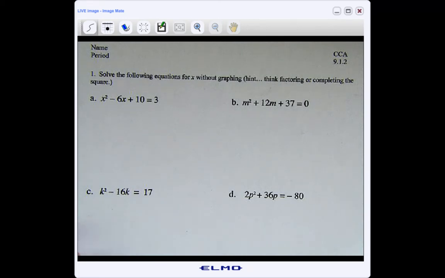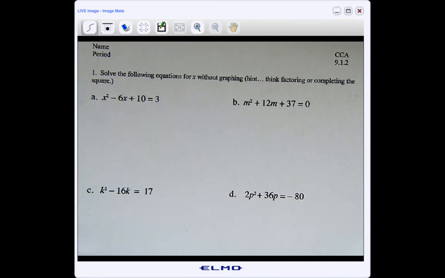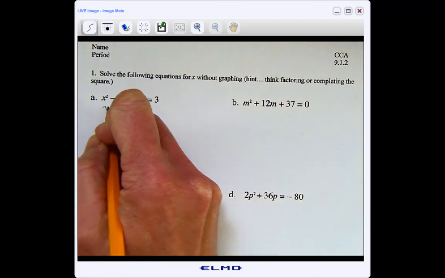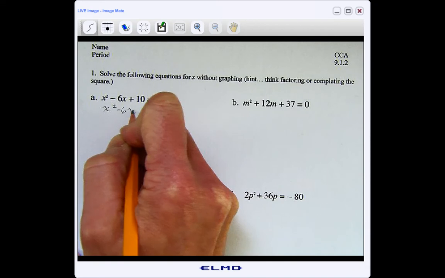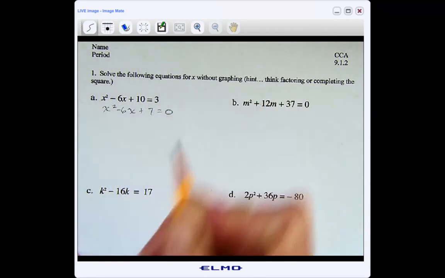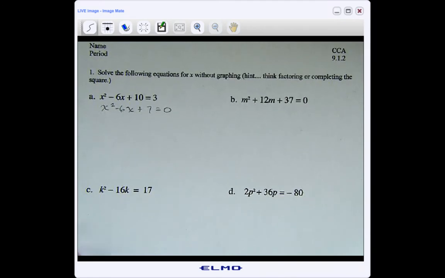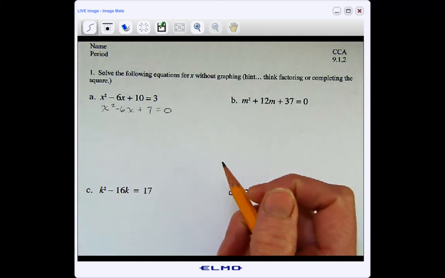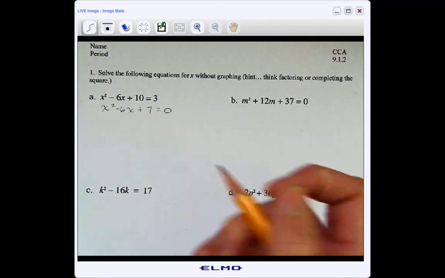All right, so the first thing that you might want to do when solving a quadratic, just in case you wanted to try to factor it, is set it equal to 0. So I'm going to start with x squared minus 6x. I'm going to subtract 3, so I get plus 7 is equal to 0. It's still the same equation, but a little bit different format. I could try and factor it, but if you start that whole process, you're going to find out it doesn't factor. So I'm just going to go straight to completing the square.